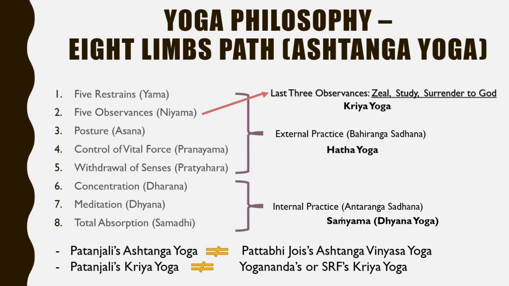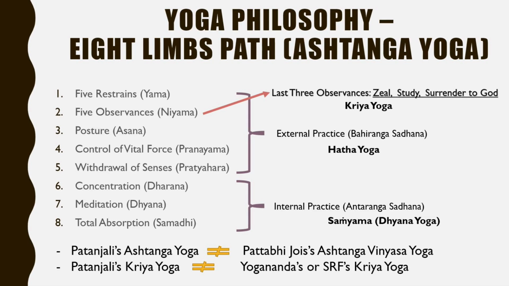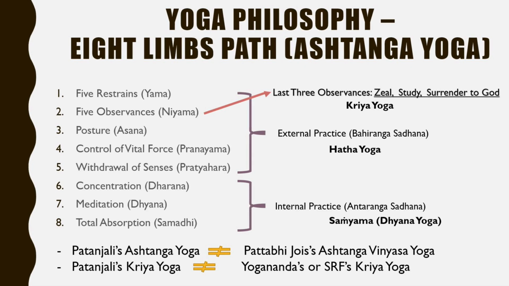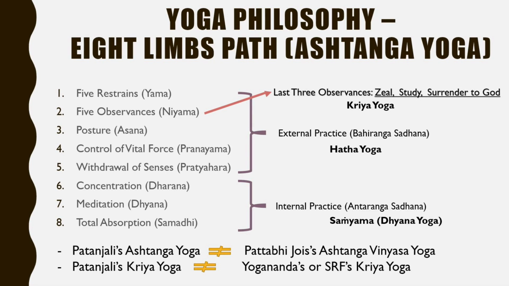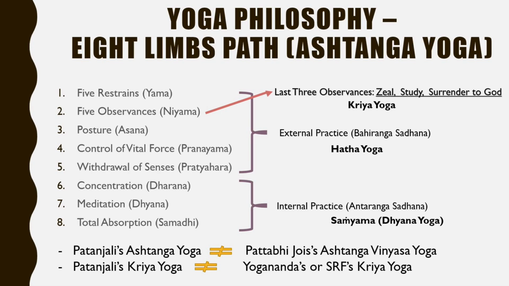And if you take all these 8, the first 5 are external practice in nature, or they are called Bahiranga Sadhana. Also, you can technically call it a Hatha Yoga practice, though Patanjali does not talk about Hatha Yoga in the Yoga Sutra. The last 3 limbs, which are Dharana, Dhyana, and Samadhi, Patanjali refers to as Sanyam. These are internal practices or Antaranga Sadhana. Technically, that is Dhyana Yoga.